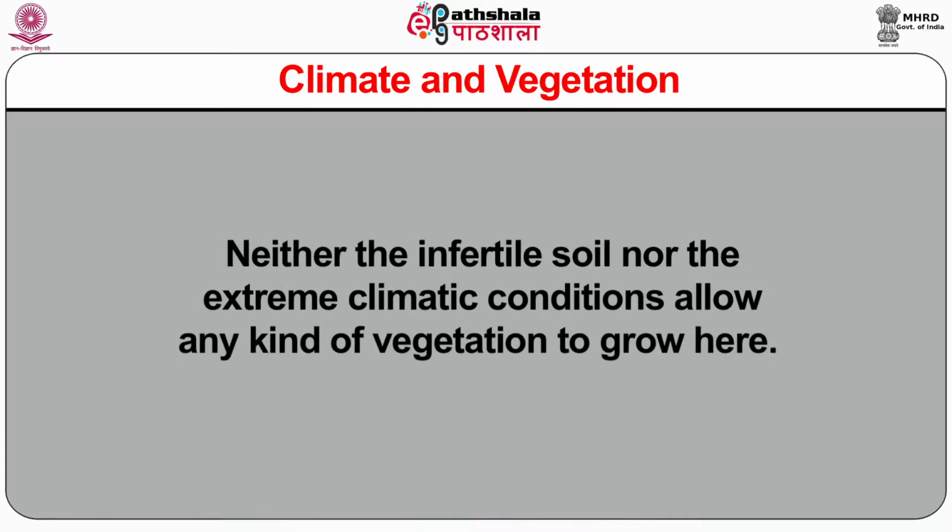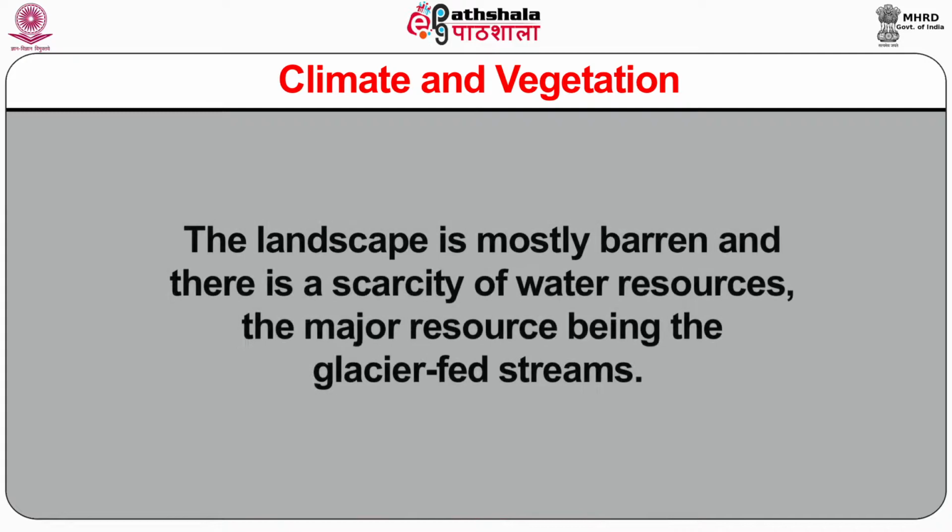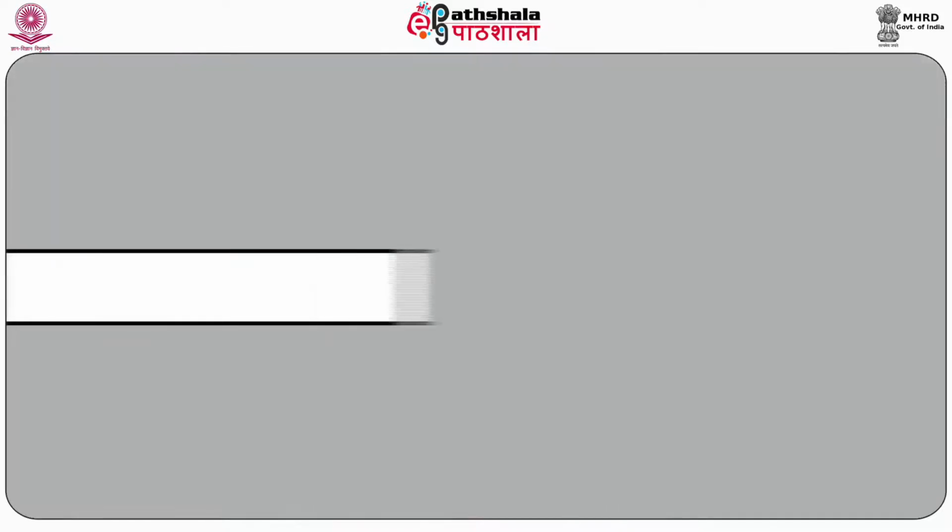Neither the infertile soil nor the extreme climatic condition allow any kind of vegetation to grow here. The landscape is mostly barren, and there is a scarcity of water resources, the major resources being the glacier-fed streams. Culture. The geographical features of this cold desert are very peculiar, leading to severe climatic conditions. All these factors have resulted in the creation of an exceptional cold desert ecological system.